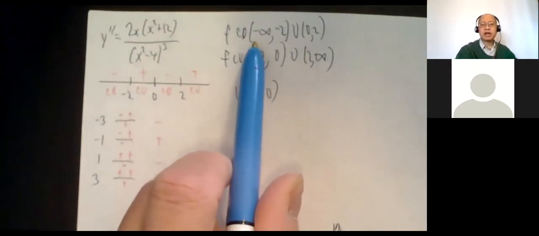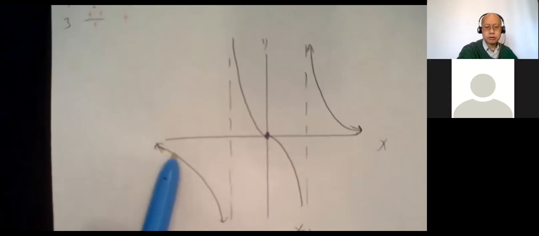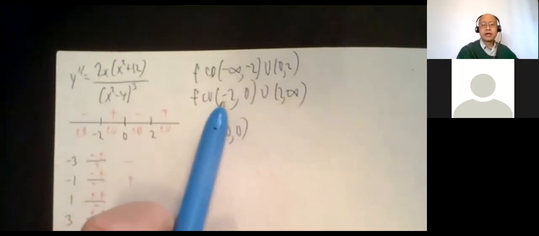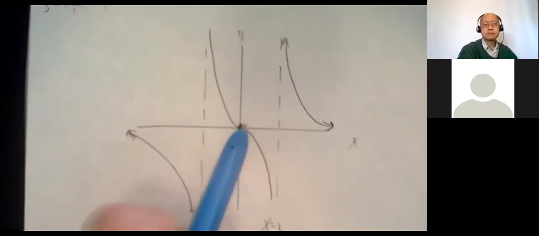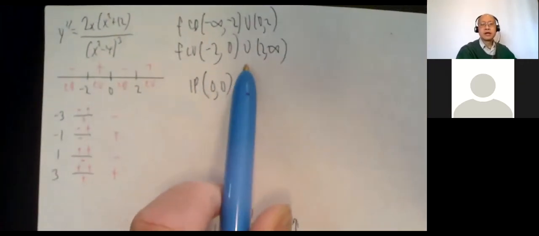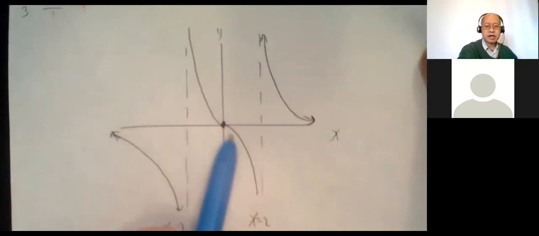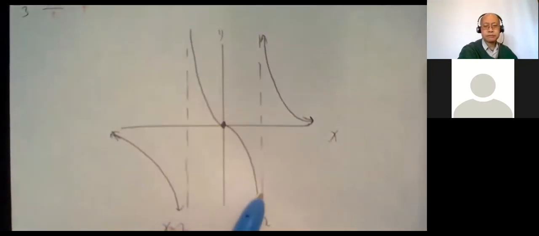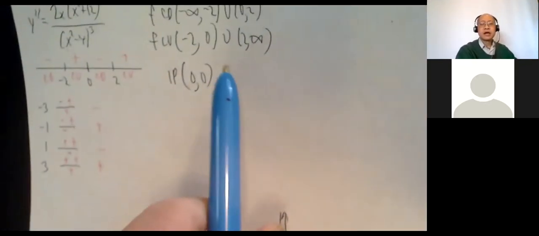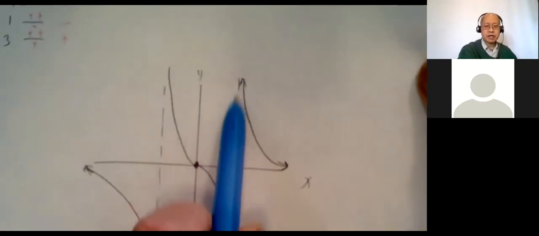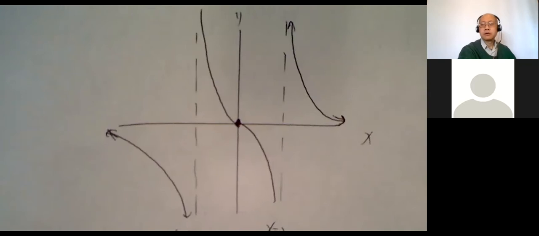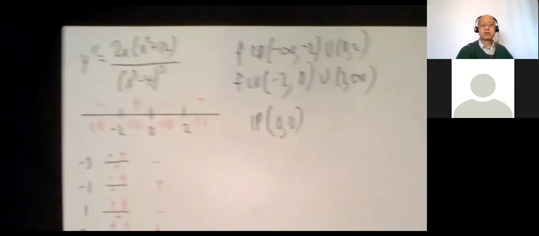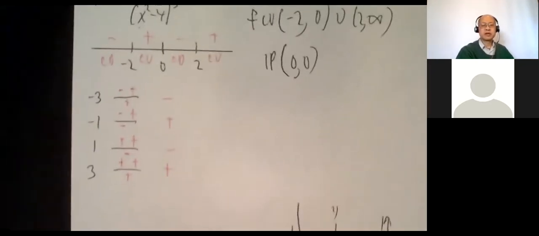Concave down from negative infinity to -2. So the roller coaster is going like this. Between -2 and 0, concave up. Then from 0 to 2, concave down. And then from 2 to infinity, back to concave up. So there we go. Let me do my focus job for that again so you can see this.